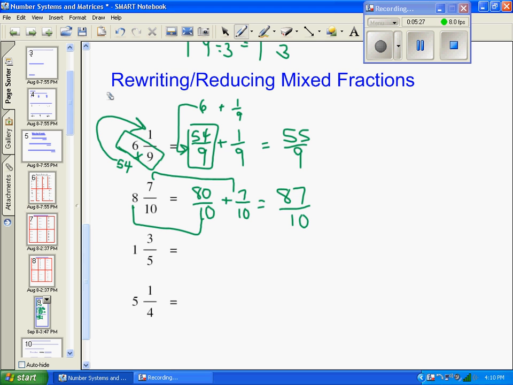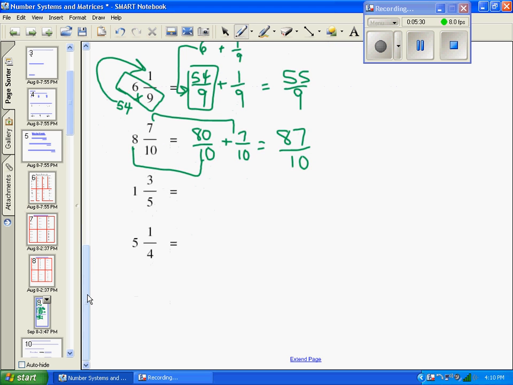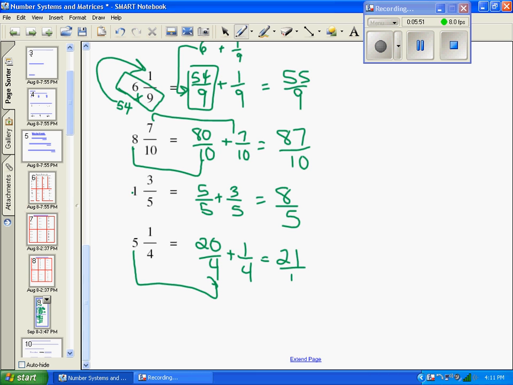1 and 3/5. 1 is 5 over 5 plus 3 over 5 makes 8/5. And 5 and 1/4, 5 is 20 over 4, and 1 over 4, so you get 21 over 4. Now if we just check these with our rule, 5 times 4 is 20, plus 1 is 21 over 4. 1 times 5 is 5, plus 3 is 8. 8 times 10 is 80, plus 7 is 87. And we already checked the first one.